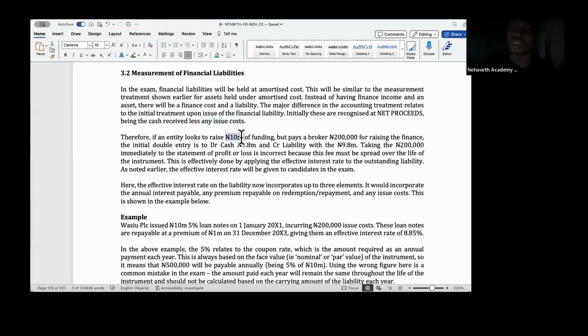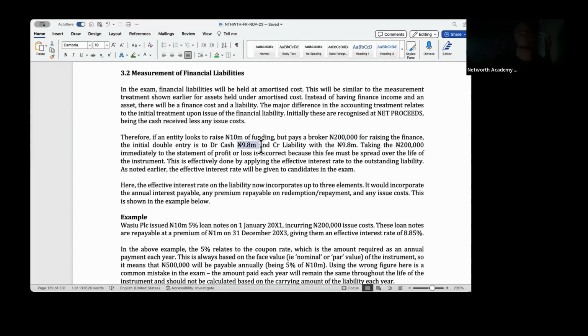Let's say an entity raised 10 million and they have to involve a stockbroker, which they pay 200,000. So initially in his books now, he's going to debit 9.8 and credit liability with 9.8. So he's not going to recognize 10 million, but rather he's going to recognize 9.8, in the sense that when you collected 10 million, you will have paid the broker from that 10 million you borrowed. So that's why what you're recognizing in your books is 9.8 million.